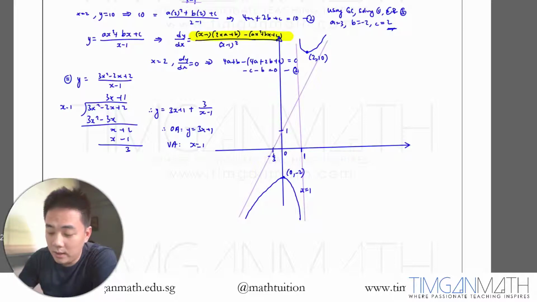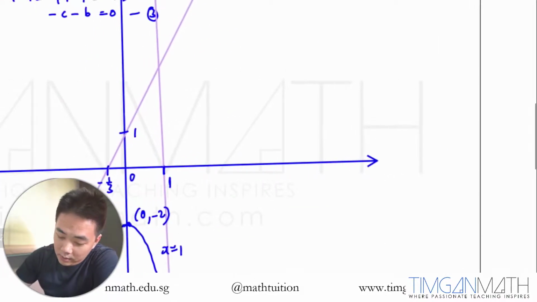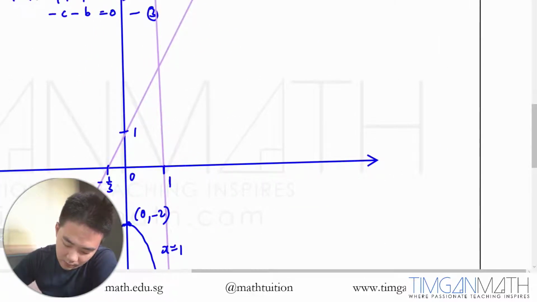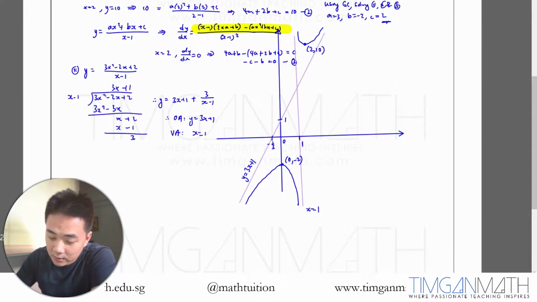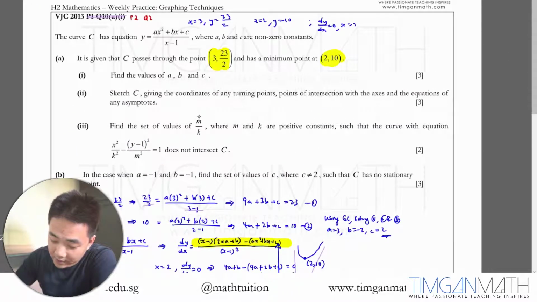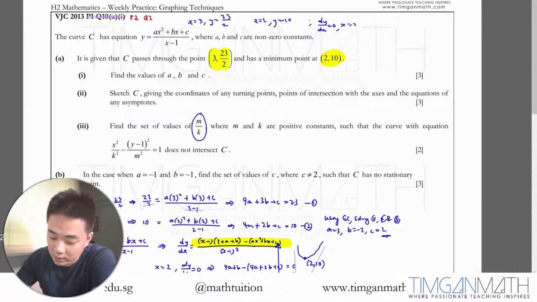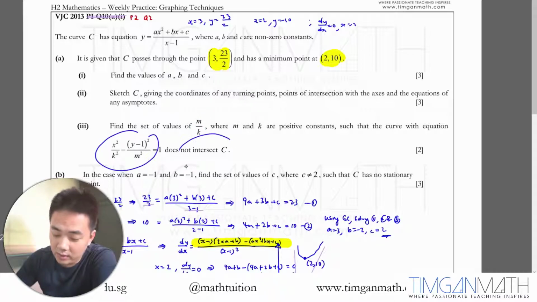Okay, now let's look at the next part here. So we know that this equation is y equals 3x plus 1. This is x equals 1. Okay, now let's look at the next part, which is an interesting bit. Find the set of m and k for which the equation where this curve here does not intersect C.